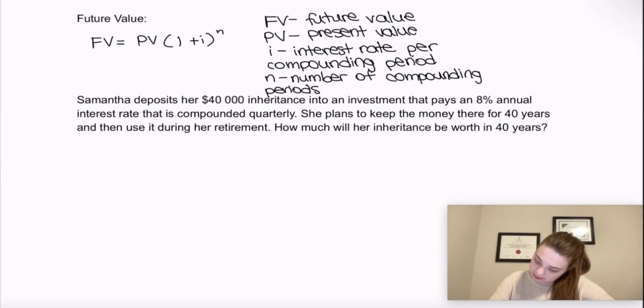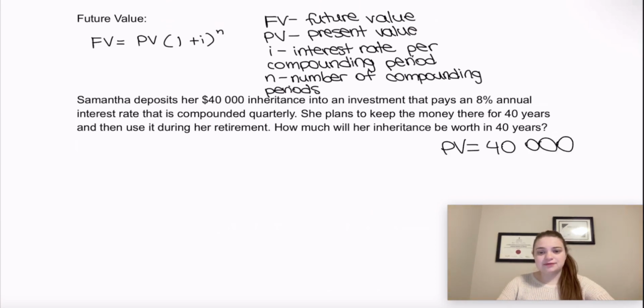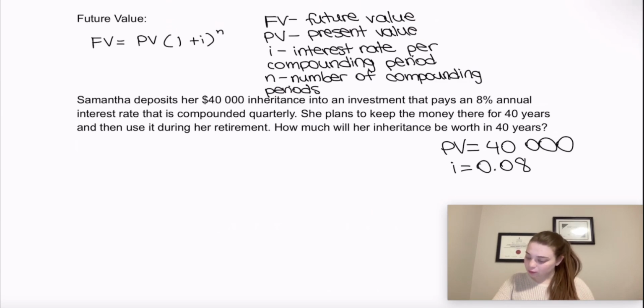All right, so in this case, the present value, the value of the inheritance right now today, if she were to spend it today, is $40,000. She's making a good decision here, though, by investing the money. Then the interest rate is 8%. And then the other thing, though, is that we want the interest rate per compounding period. 8% is per year. So there's 4 compounding periods in the year, given that it's compounded quarterly. So we actually have to divide this by 4, and we'll get 2% per quarter.